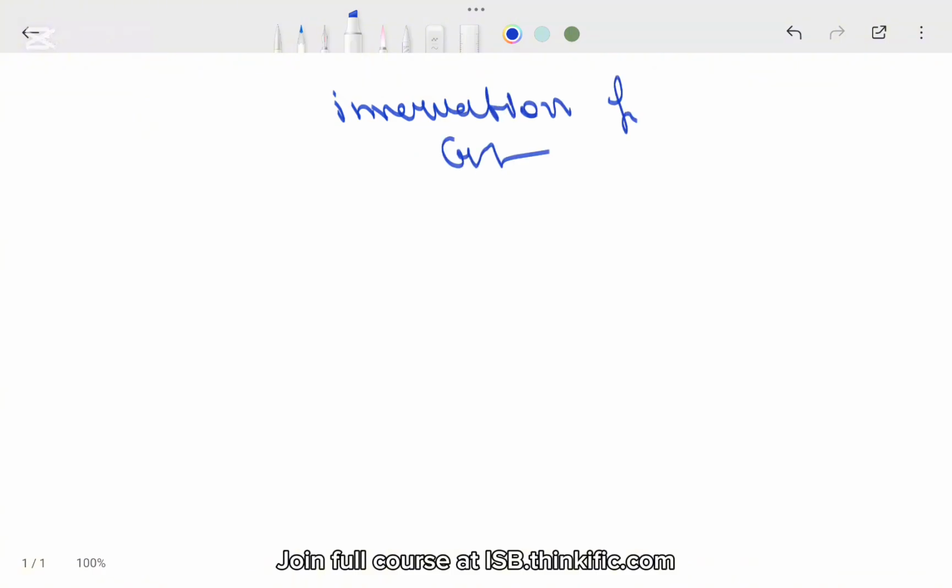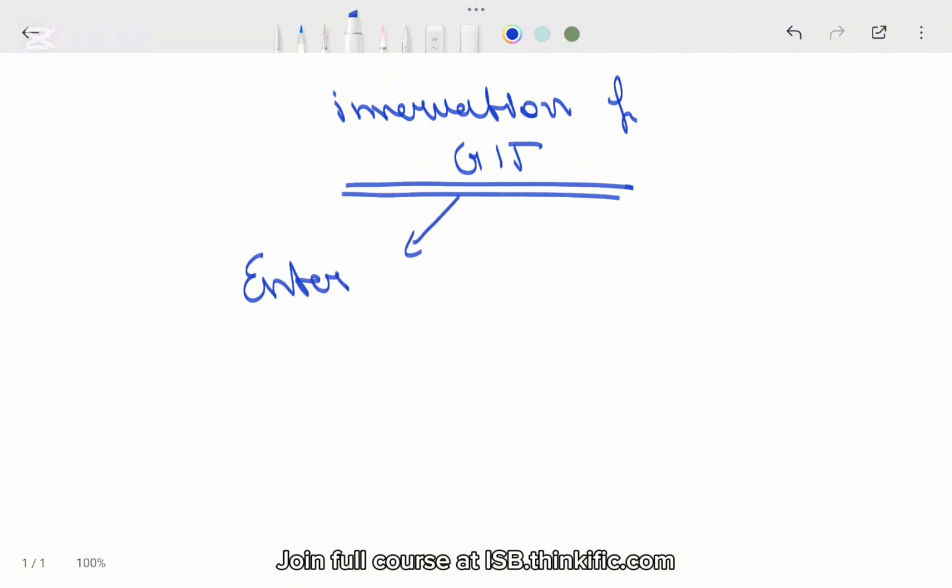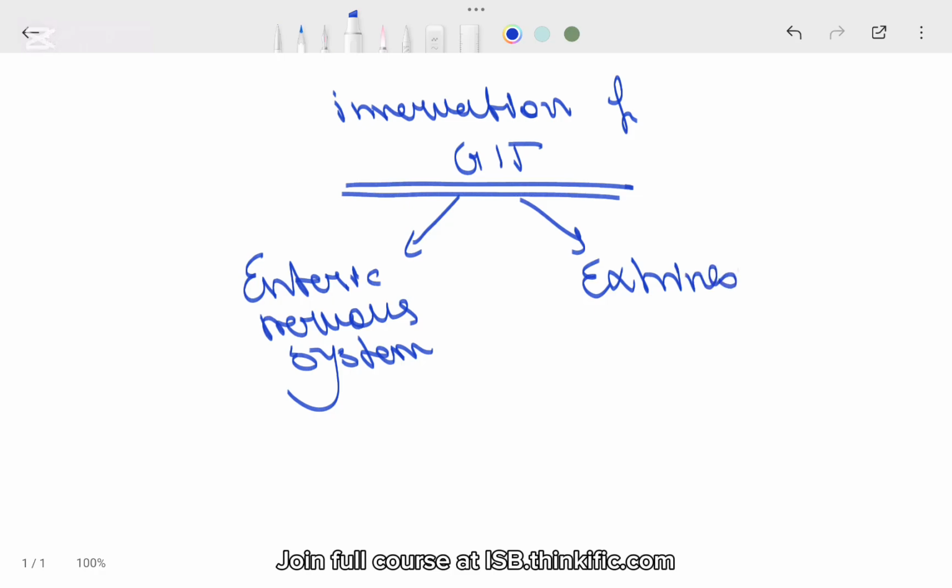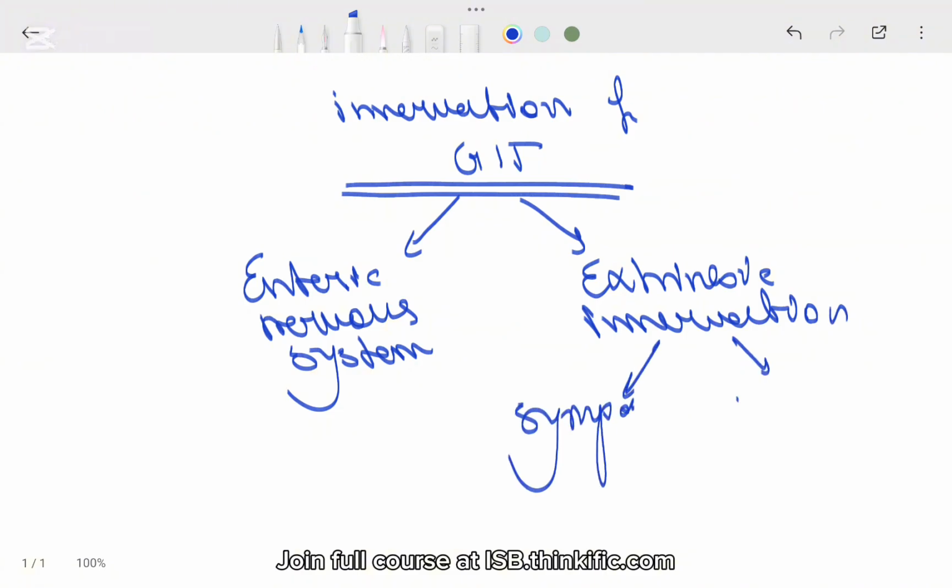In this lecture, we'll be talking about the innervation of the gastrointestinal tract. By the end of this lecture, you'll be able to identify what the enteric nervous system or intrinsic innervation is, and what the extrinsic innervation is, including the sympathetic and the parasympathetic innervation to the gastrointestinal tract, and what functions are carried out by each system.